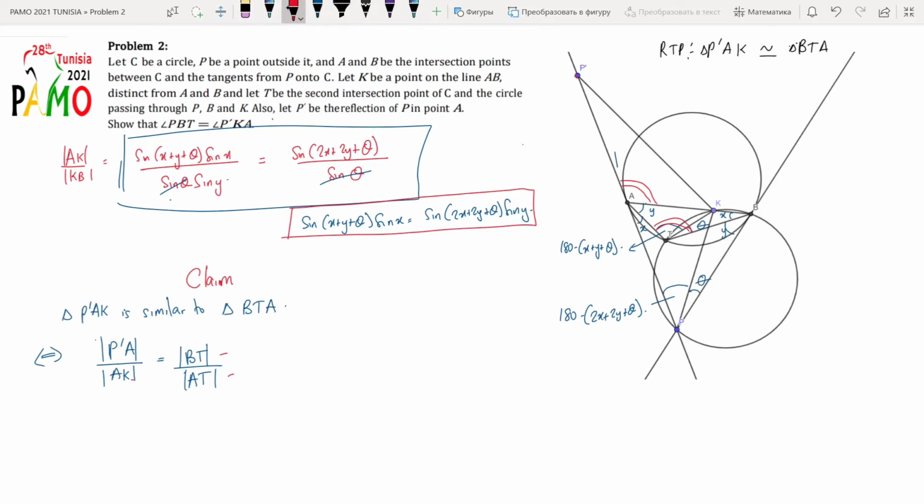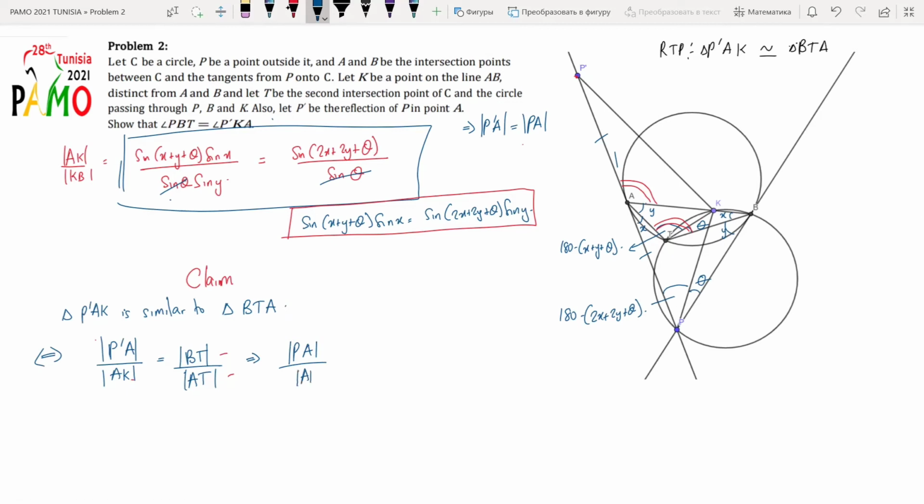But now I'll use an interesting property in this question. Look at the definition of P prime. P prime is the reflection of P in point A. So by that definition alone, it implies that P prime A is going to be equal to PA. They're actually going to be equal. So we can actually replace this P prime A with PA because they are equal in magnitude. It doesn't necessarily mean that the triangle will change. It doesn't mean that we are going to change our triangle to PAK or something like that. But because the two lengths are equal in magnitude, you can actually change it to this.